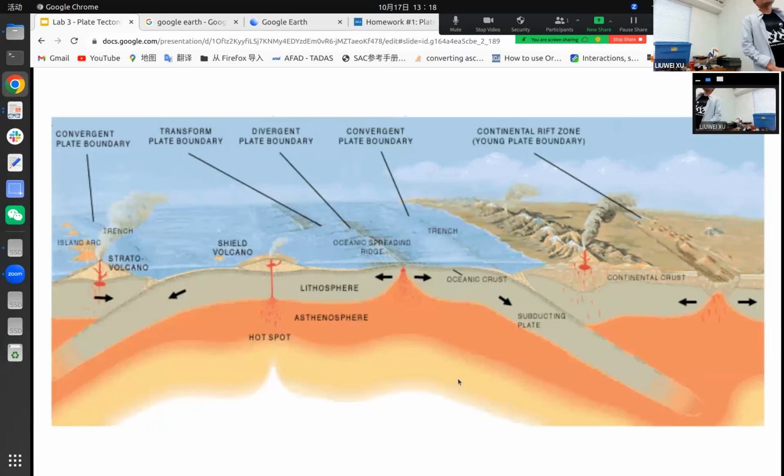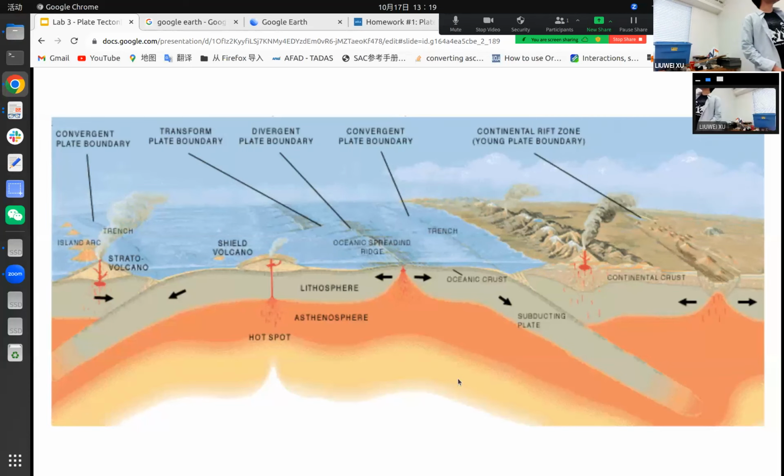This is a cross-section view, a side view for all these plate boundaries. You see here is a convergent boundary between the oceanic and the oceanic plates. This is the hotspot and the mid-ocean ridge, the divergent boundary in the middle of the ocean, the subduction zone where continental crust meets the oceanic crust, and the rift valley where the divergent boundary occurs in the middle of the continent.